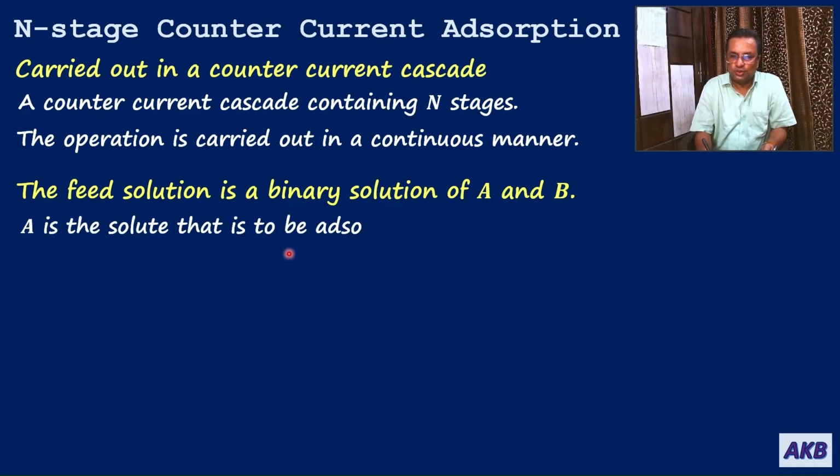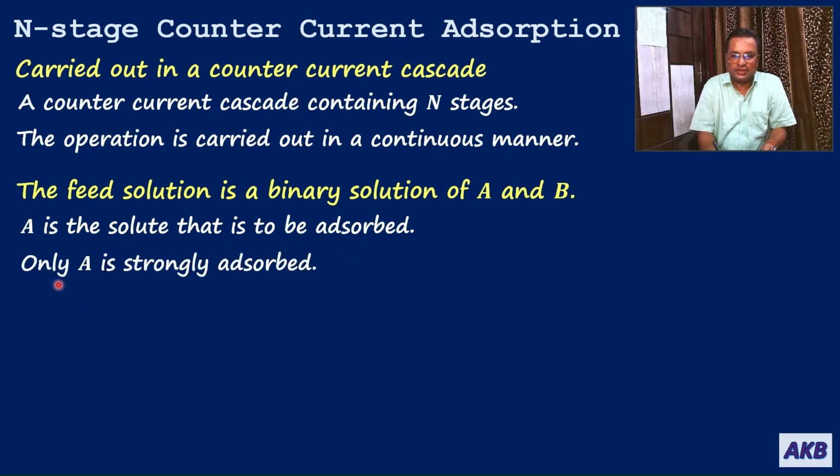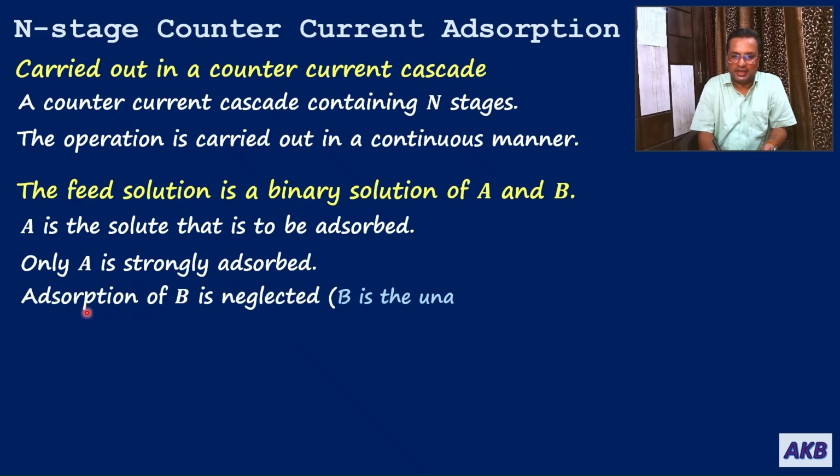A is the solute that is to be adsorbed, and in our case we are going to assume that only A is strongly adsorbed. In other words, we are going to neglect adsorption of B. Adsorption of B is neglected. So we are calling B the unadsorbed substance.